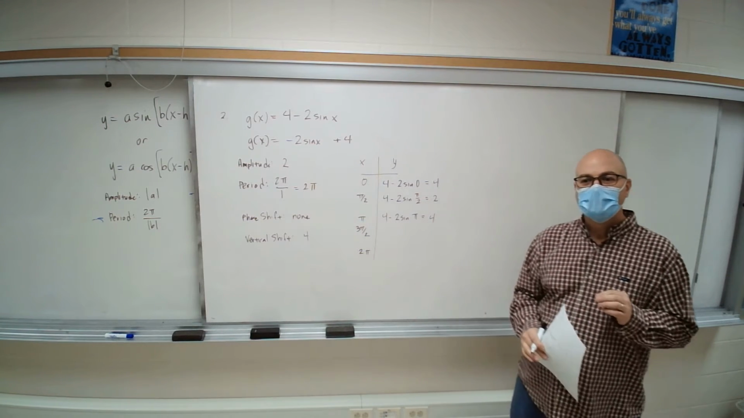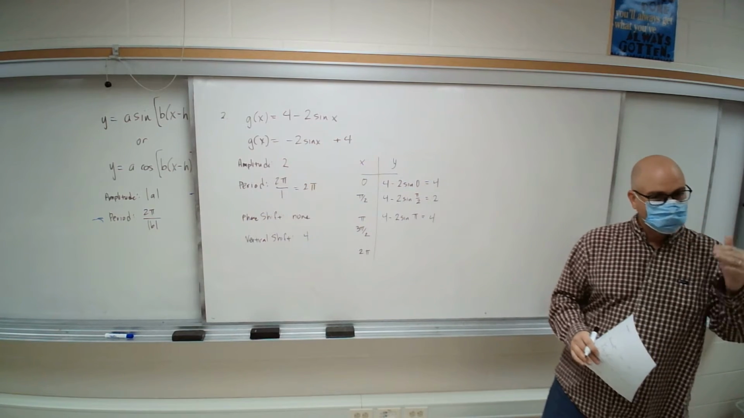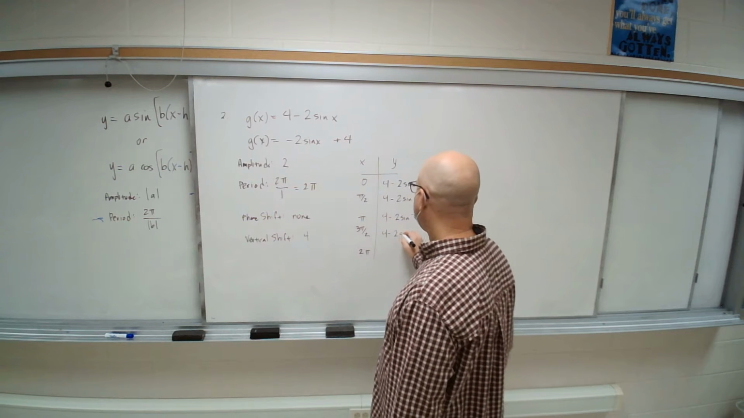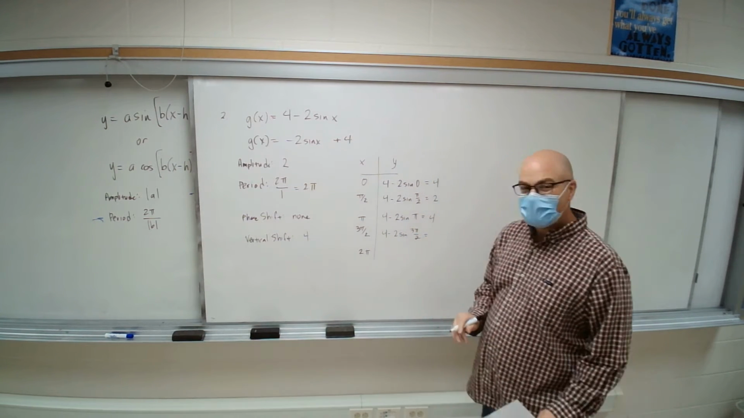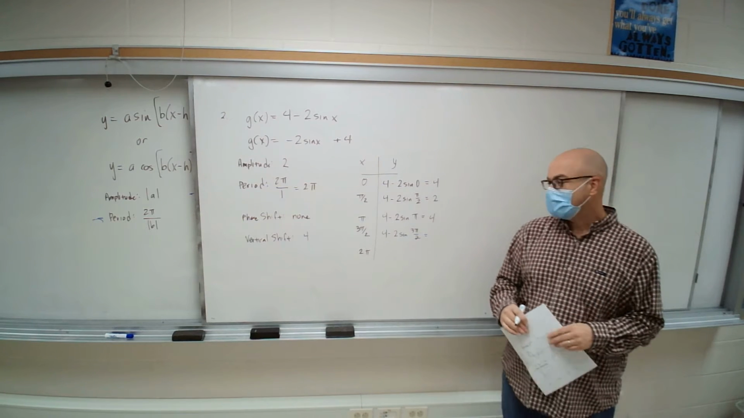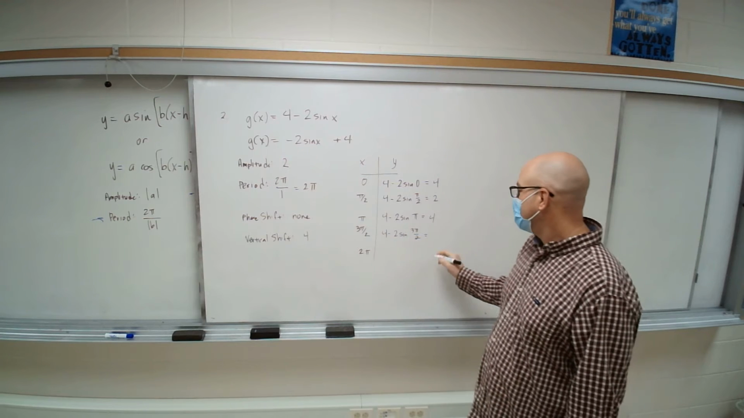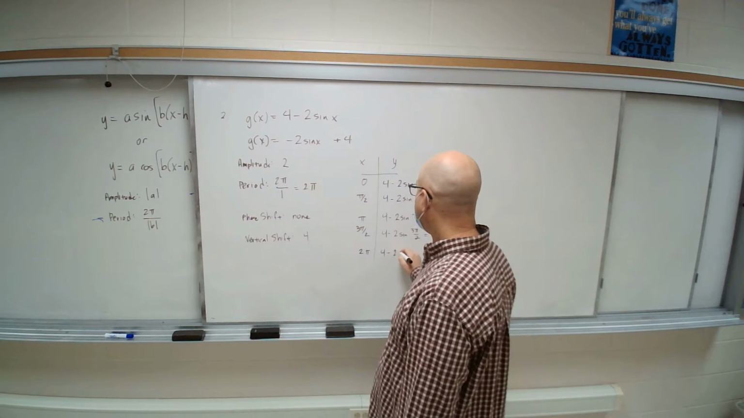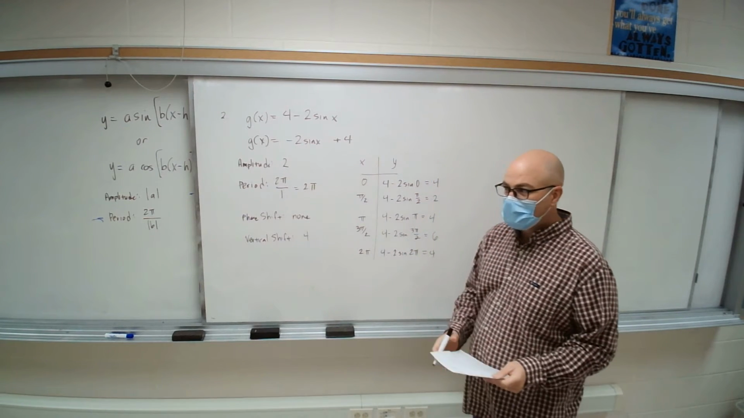Is this working so far? Again, just kind of plugging them in, evaluating them. 4 minus 2 times the sine of 3 pi over 2. Well, that's negative 1. So for this one, you get negative 1 times negative 2 is plus 2. So we get 6. And then 4 minus 2 times the sine of 2 pi will give us 4.